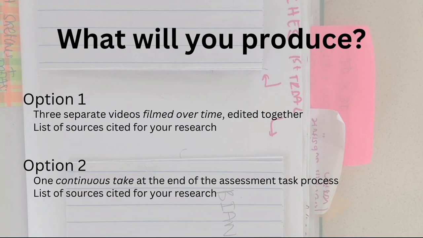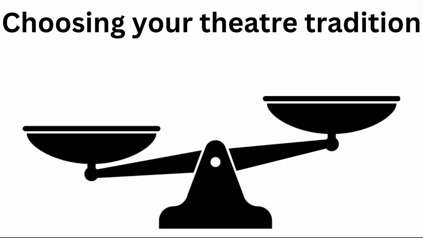Option 2, the content is the same. It's just as opposed to doing three separate videos filmed over time, it's one continuous video take at the end of the whole assessment task process. So you'll do the 15 minutes without stop and start in one go. And again, you need to have your list of sources cited for your research, as well as any resources you might have used. Now, the first bit that you need to do is choose your theatre tradition.